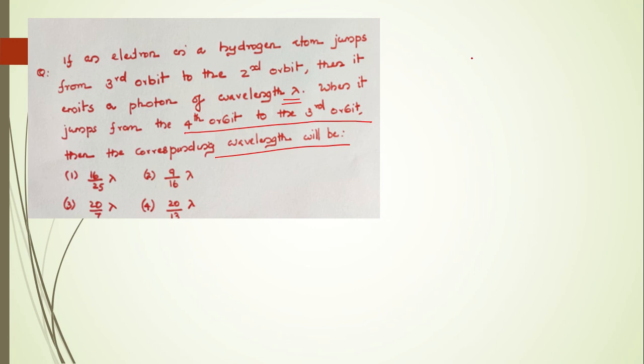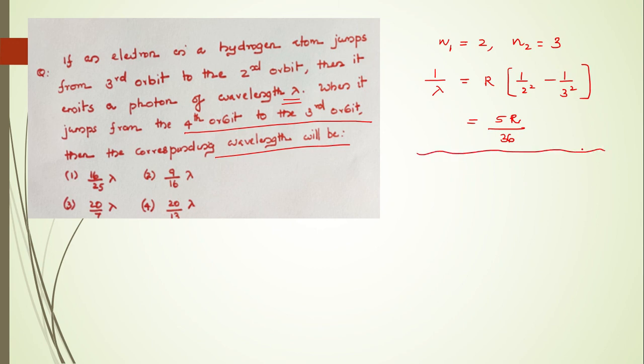So in the first case, n1 we can take as 2 and n2 is equal to 3. So in the first case we can say 1 by lambda, that is the wavelength, is R into 1 by 2 square minus 1 by 3 square. So we can solve it to be 5R division by 36.